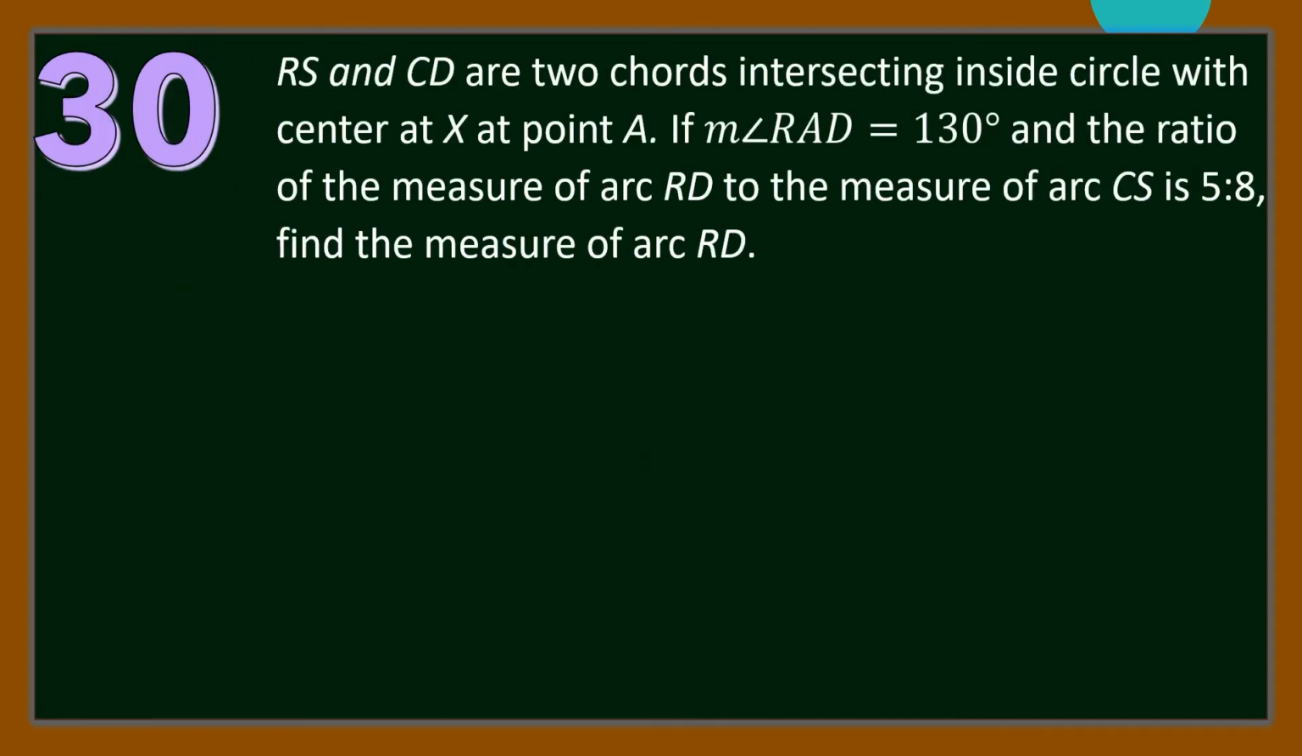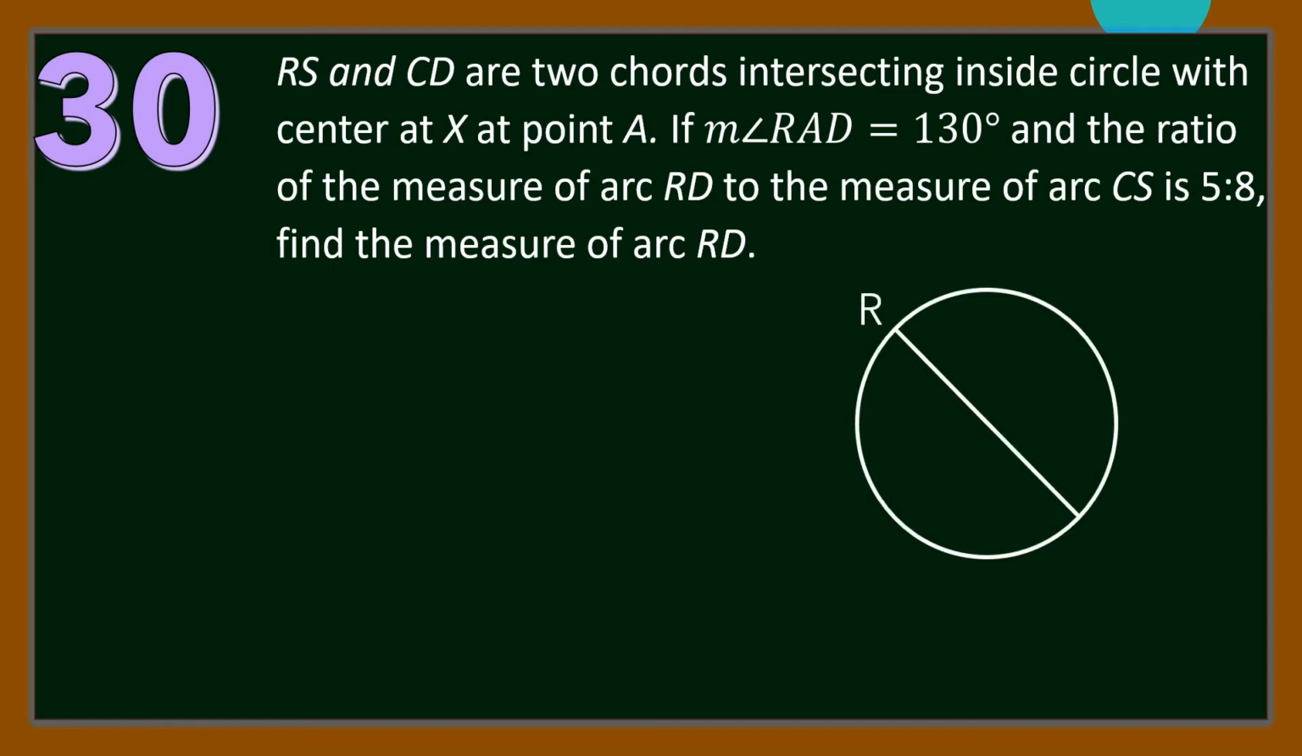Number 30. RS and CD are two chords intersecting inside the circle with center at X at point A. Measure of angle RAD is equal to 130 degrees. And the ratio of the measure of arc RD to the measure of arc CS is 5 to 8. Find the measure of arc RD.